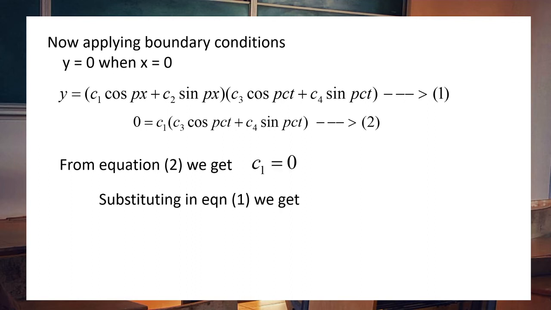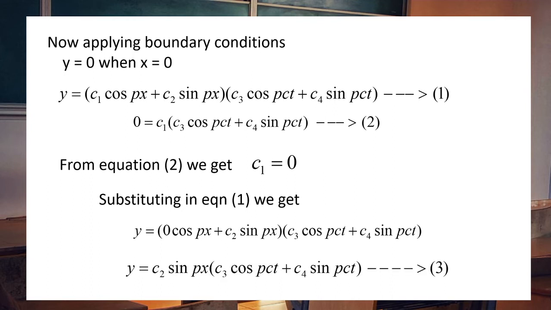Substituting c1 equal to 0, we get our new solution as y equal to c2 sin px into [c3 cos pct plus c4 sin pct]. That's our equation number 3.